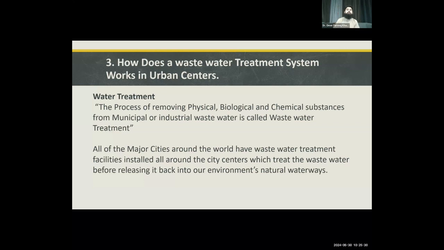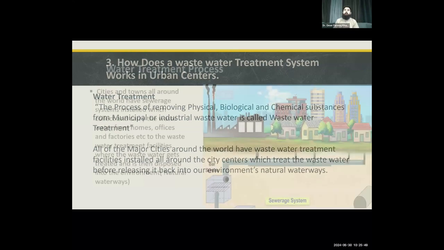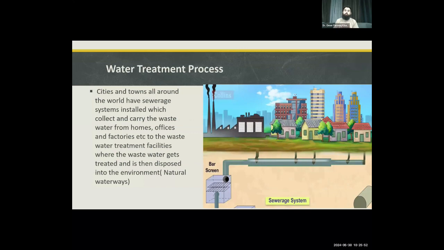All of the major cities around the world have wastewater treatment facilities installed around the city centers, which treat the wastewater before releasing it back into our environment's natural waterways. So basically, all of the major urban cities around the world are using wastewater treatment facilities for the management of sewage water, or the wastewater problem.